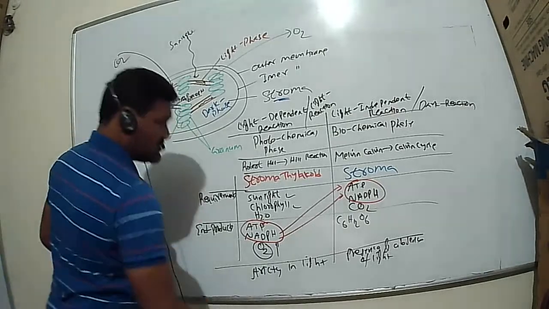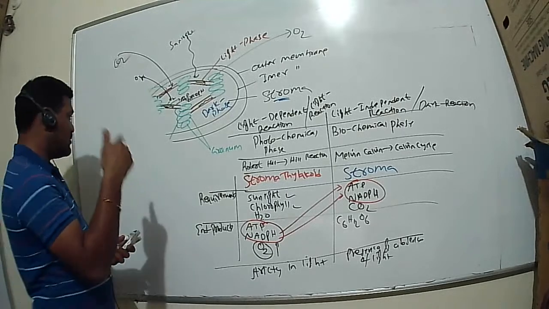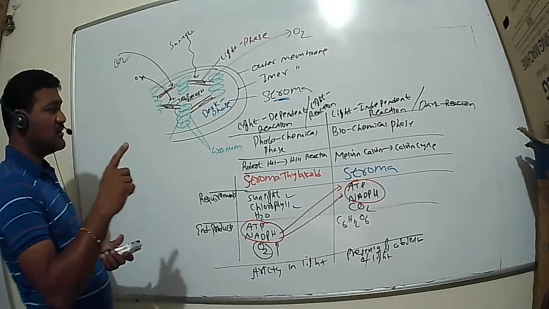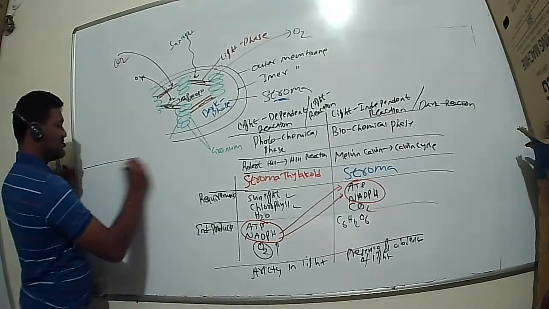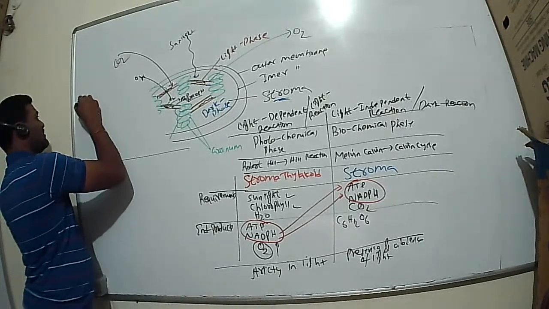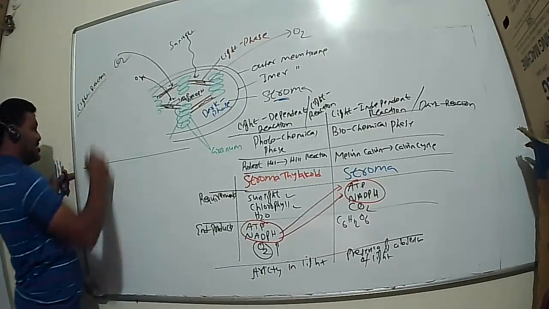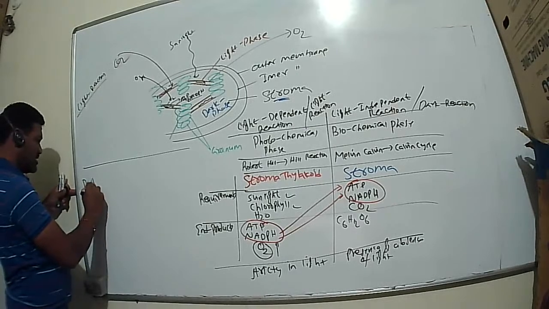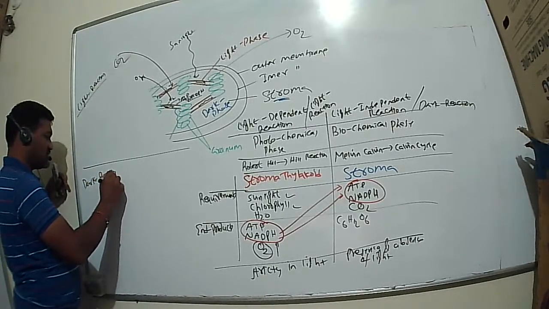For that, you can take a screenshot or note down some points. For example, if they say draw the flow chart of light reaction and dark reaction, how will you write? Show it like this. This is the light reaction and this is the dark reaction. Light reaction and dark reaction.